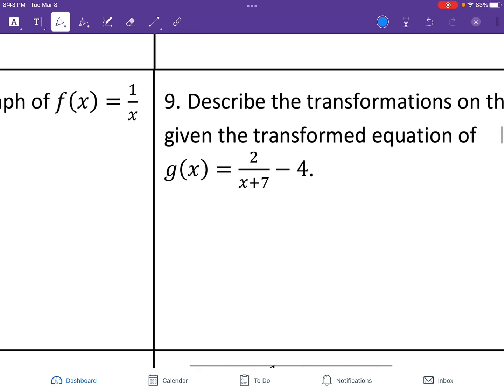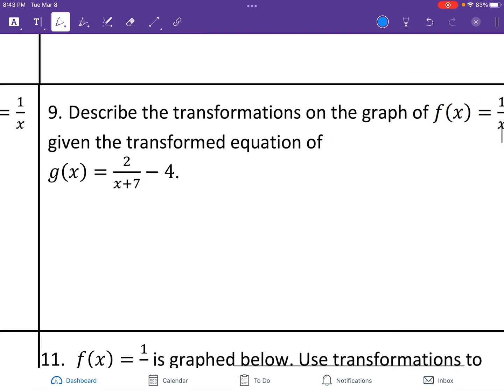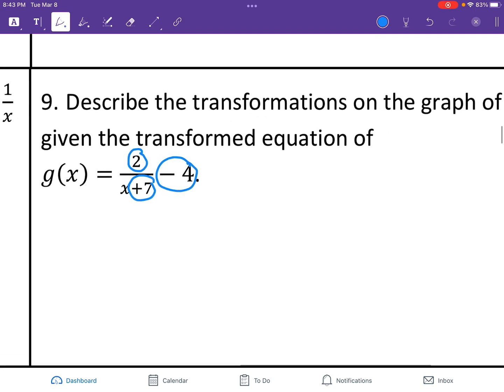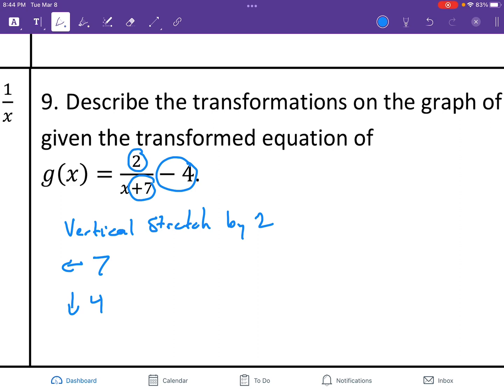Number 9. This has 3 transformations. It has the 2 on the top, 7 on the bottom, and the negative 4. All right, the 2 on the top is a vertical stretch by 2. The 7 on the bottom is going to the left by 7. And the negative 4 is going down by 4. That's it.